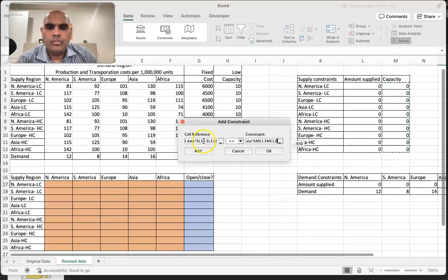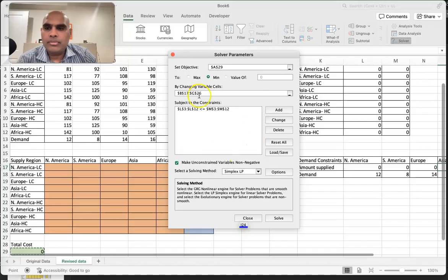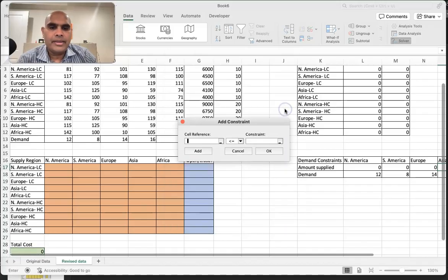That's fine. So all the left-hand sides are less than right-hand sides. So I'm going to click on Add. That's my first set of constraints. Now, if you had clicked OK, all you would have seen is that it goes back to this screen. You can just click Add again, so it doesn't matter.